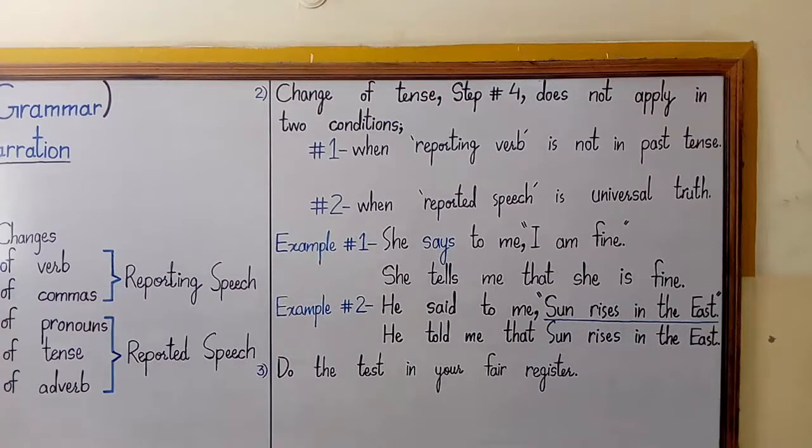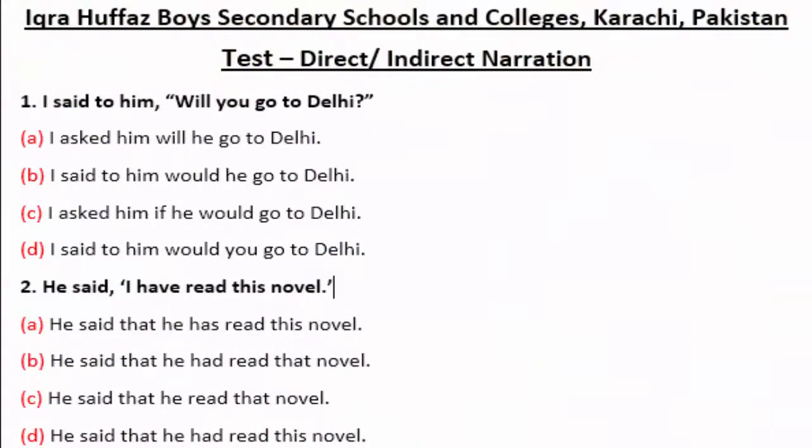Okay, my dear brothers, let's move on to the test of narration. Here you are. Iqra Ufas Boys Secondary Schools and Colleges, Karachi, Pakistan. Test of direct and indirect narration. Sentence number 1: I said to him, will you go to Delhi? There are 4 options given, A, B, C, D. You have to tick any one option, or you can write the option number in your register instead of writing all the 4 options. How will you do it in your register?